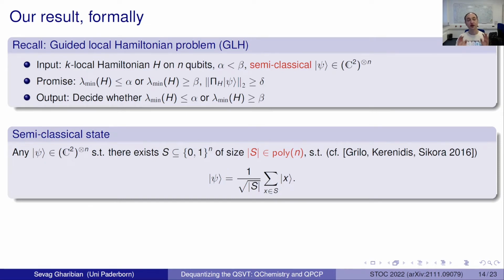So to do this, remember I need to sharpen, for each of the results, what is our notion of a guiding state? What's the representation? And I'm going to define this notion of a semi-classical state on this slide. So what is a semi-classical state?